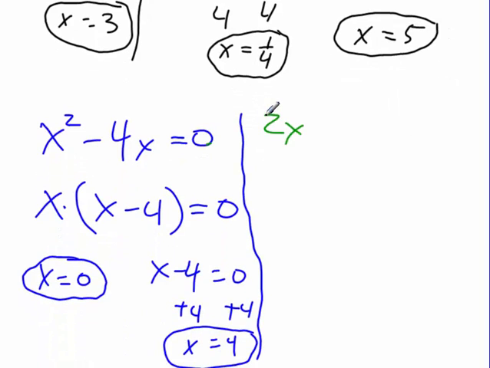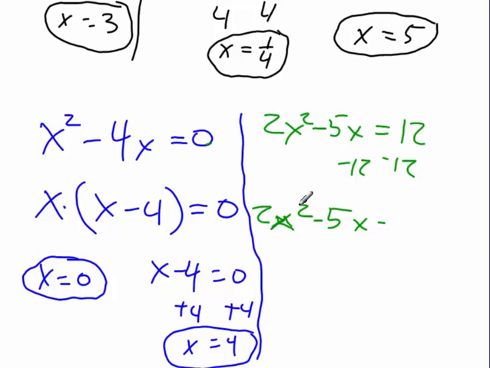Let's see, we have 2x squared minus 5x equals 12. My first question is, is this set equal to 0? And for that, no. I'd have to get this 12 on the other side, so I would do that by subtracting 12 from both sides. And now I'm left with 2x squared minus 5x minus 12 equals 0. And from here, my factors of 2, I'm going to get those set in. I get a 2x and an x.